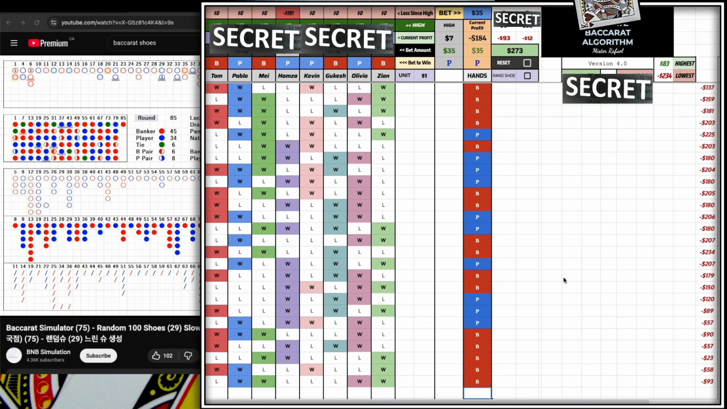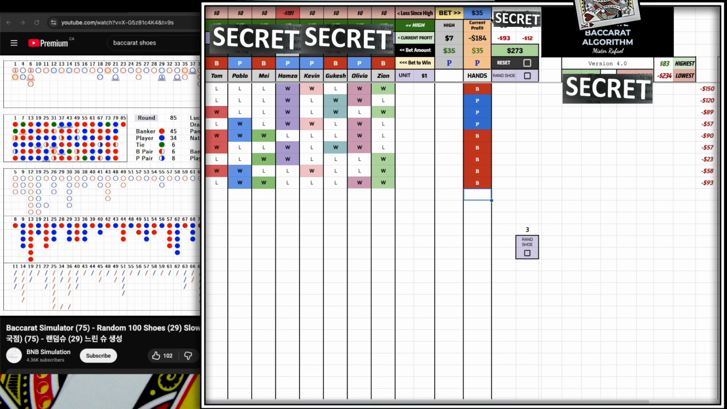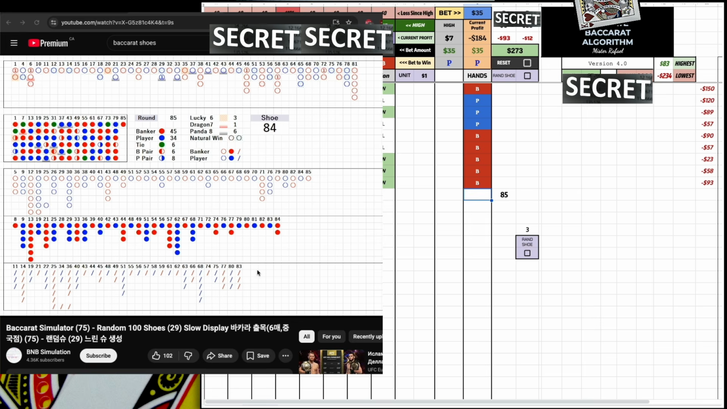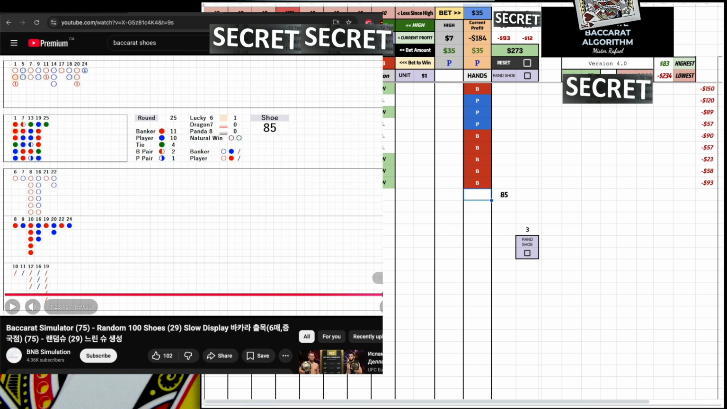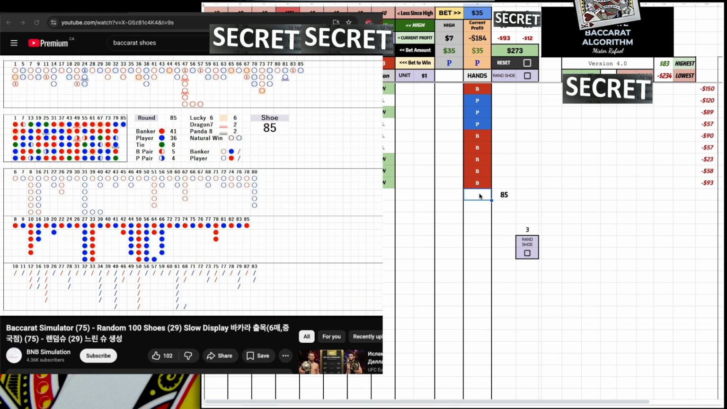All right, we actually went down a little bit. So highest profit $83, biggest drawdown minus 234, but we're currently sitting at minus $93 with the next bet being a $35 bet on player. So we're going to have to go into another shoe, 85. Okay, let's see if this thing recovers. Shoe 85, here we go.